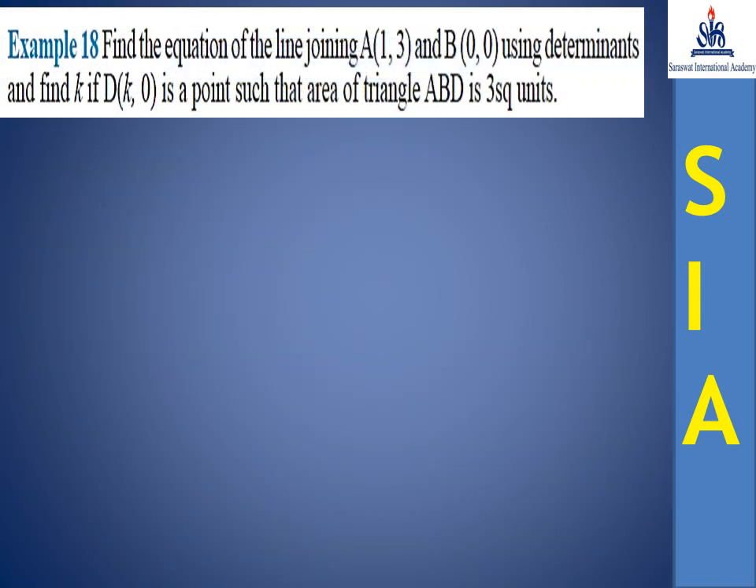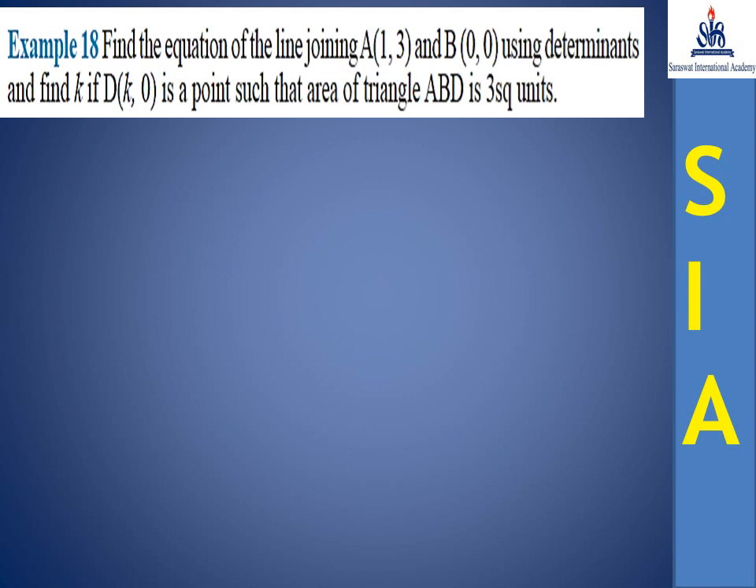Example 18. Find the equation of the line joining A 1 3 and B 0 0 using determinants. And after that, find k if D is k comma 0, the area of ABD being 3 square units. Students, this sum is also important for 3 marks, already asked in the board exam. So first I explain only half of the question.